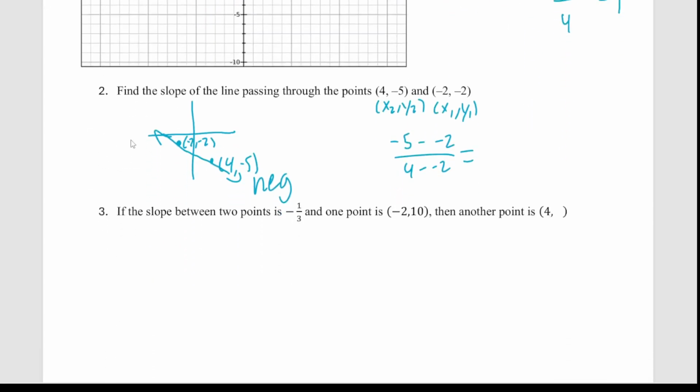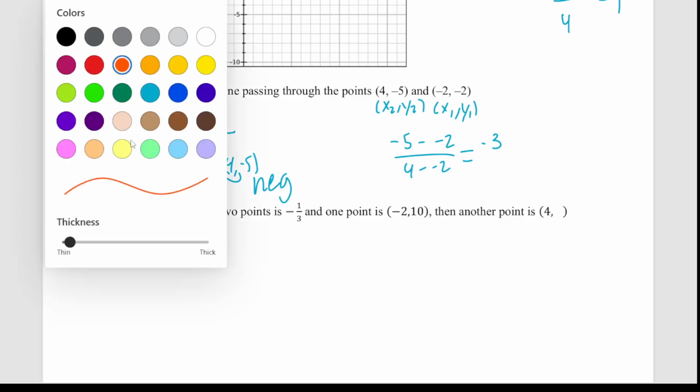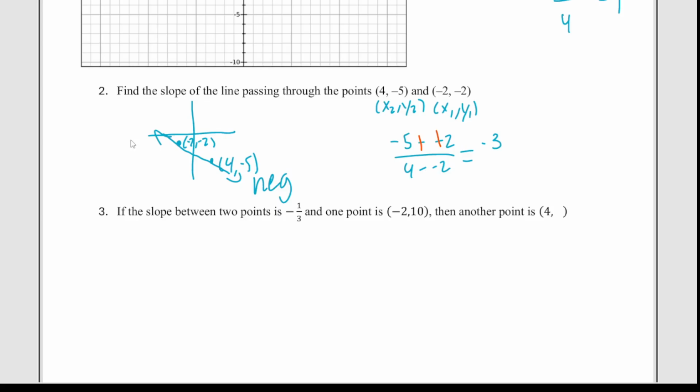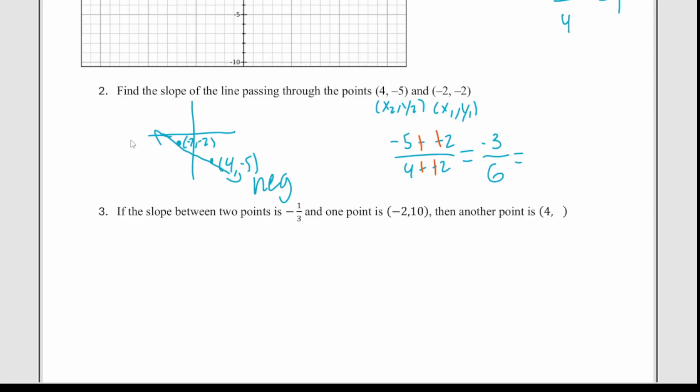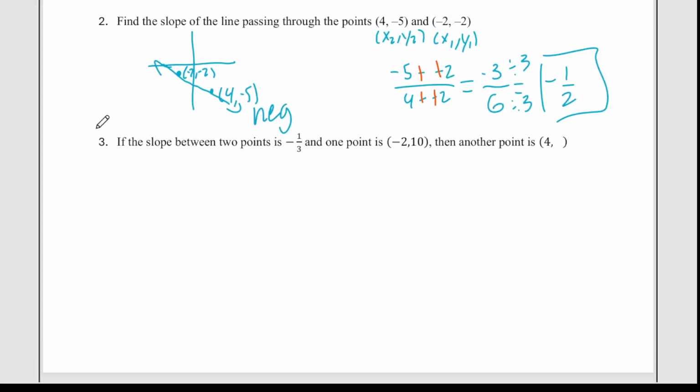Okay. Negative 5 minus negative 2 gets us negative 3, because that's the same thing as negative 5 plus a positive 2 whenever we're subtracting a negative. Similarly, 4 minus negative 2 is the same thing as adding a positive. That is going to get us 6. And then negative 3 over 6, both of those are divisible by 3 to get us negative 1/2 as our final slope.